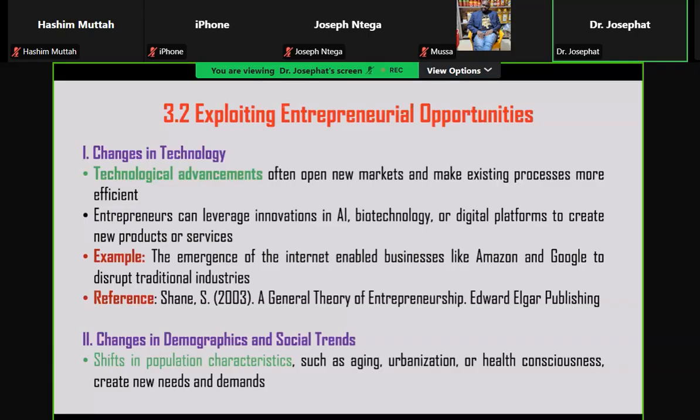These various generations. Sasa hivi tuko kwenye Gen Z generations. Gen Z ukiangalia mahitaji yao, demand yao, needs zao, preferences zao, tastes zao ni tofauti kabisa na generation zilizopita. They are totally different to the millennial generation or whatever. So this shift in population characteristics, ukiangalia aging, urbanization, or health consciousness, it is going to create new needs and demands for new goods or new services within the market, ambazo kwa kiasi fulani zinaenda kuzalisha various opportunities.